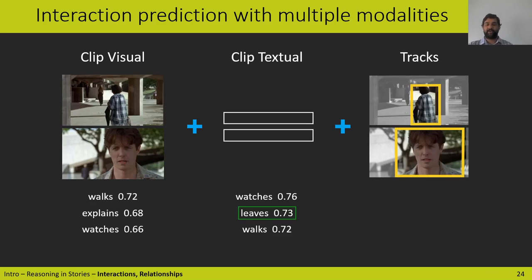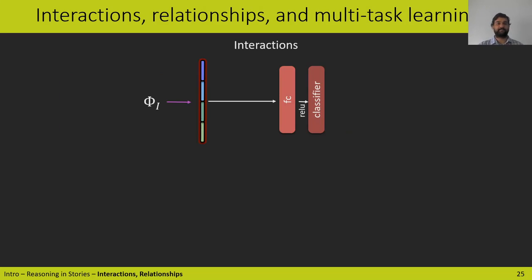Furthermore, combining information on the visual appearance of these two characters by looking at them in detail, the model is more confident about the interaction being leaves.